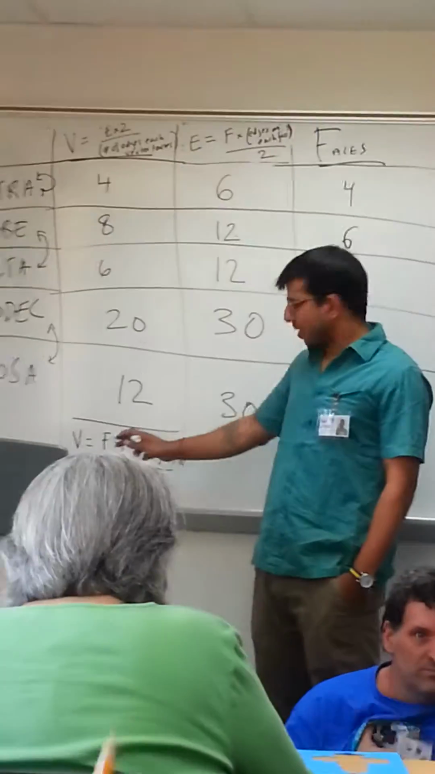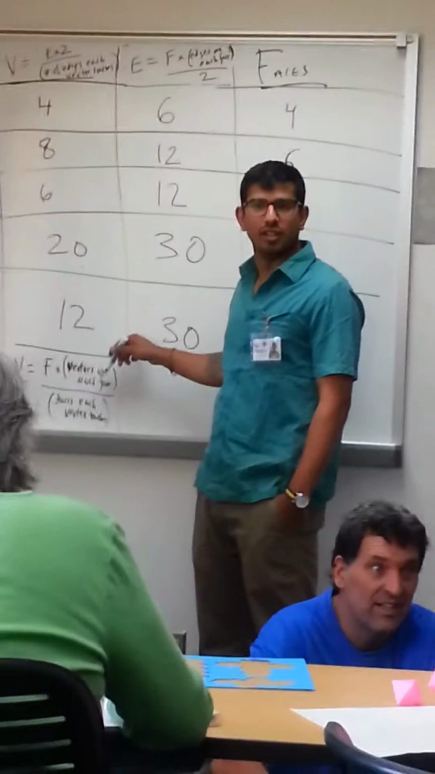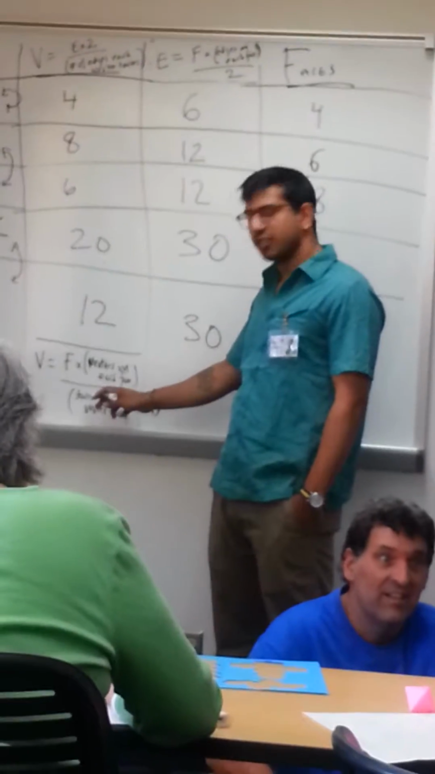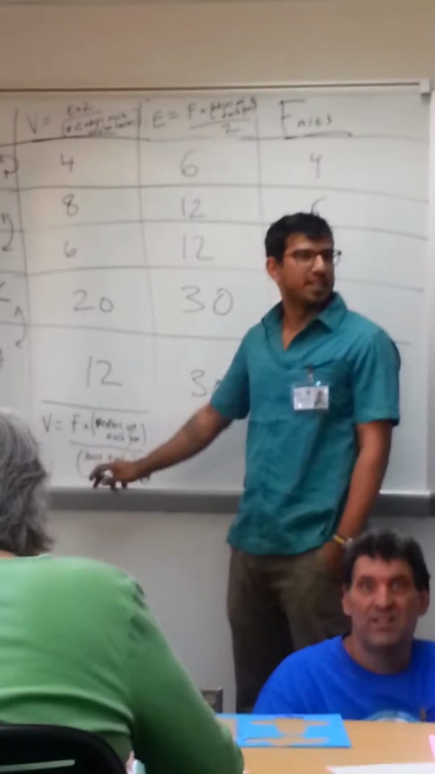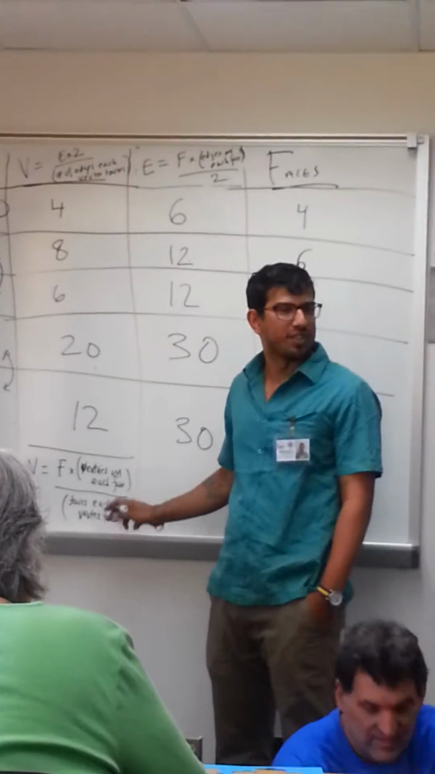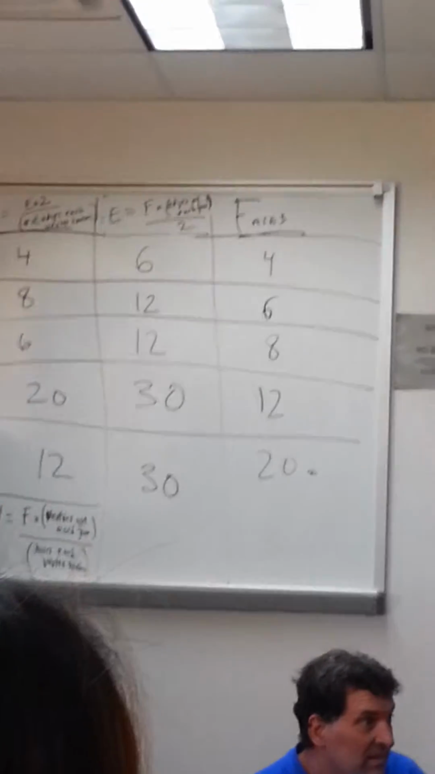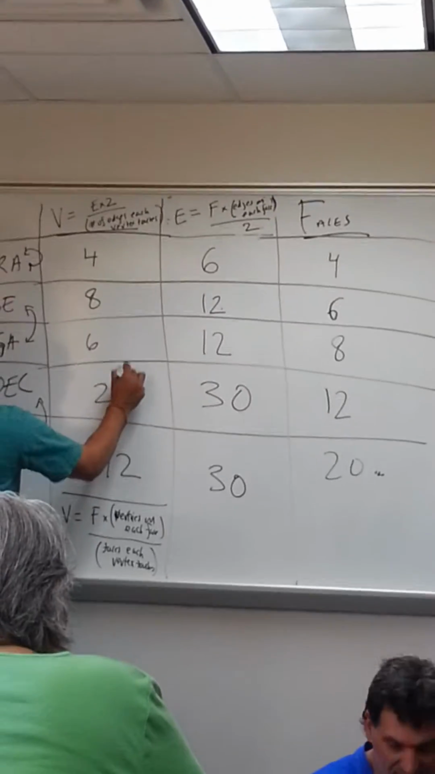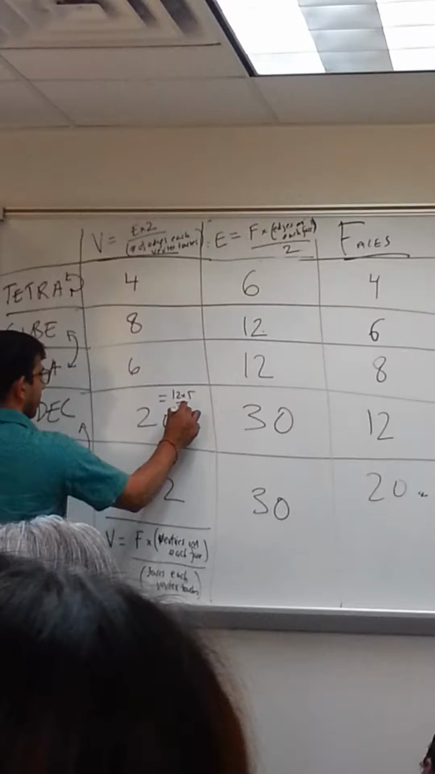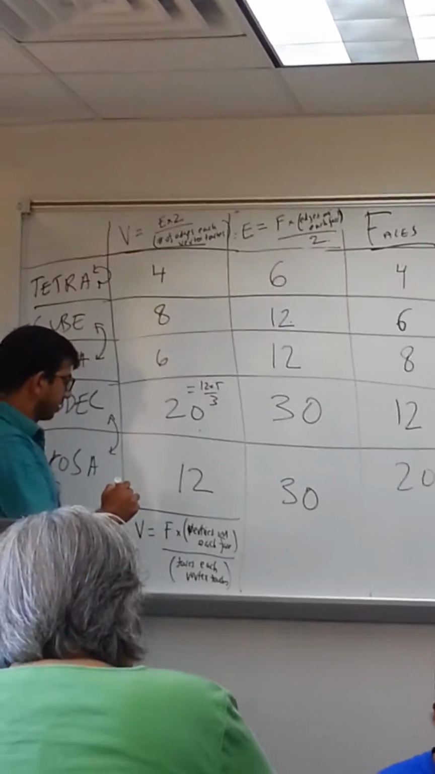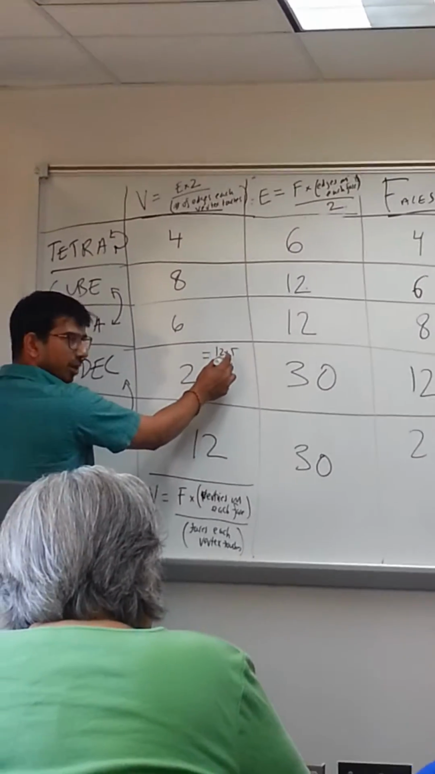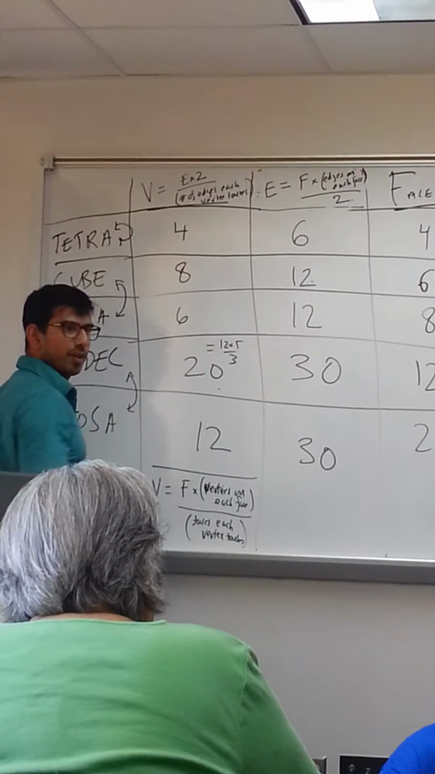So vertices on each face times F. This is kind of the number of marks I draw. And then I have to divide because near each corner, this is the number of marks I've drawn near each corner. So for this one, 20 was 12 times 5 divided by 3. The number of faces, number of vertices on each face, divided by the number of faces each vertex touches.